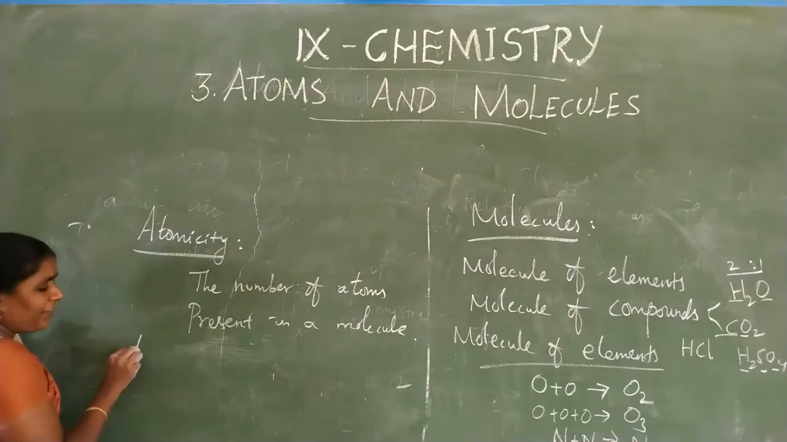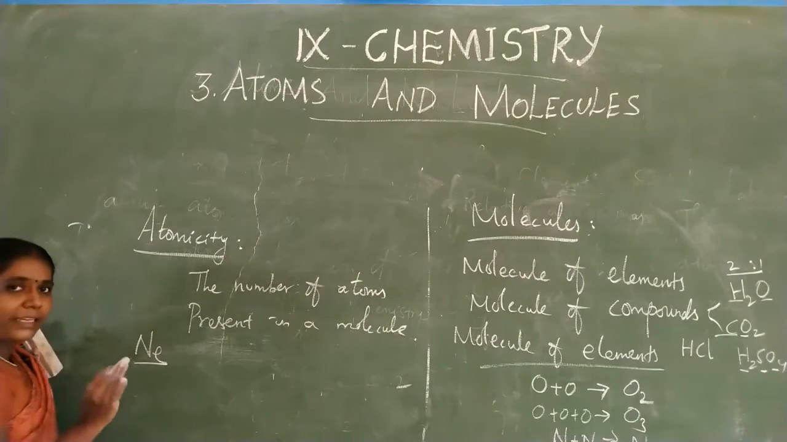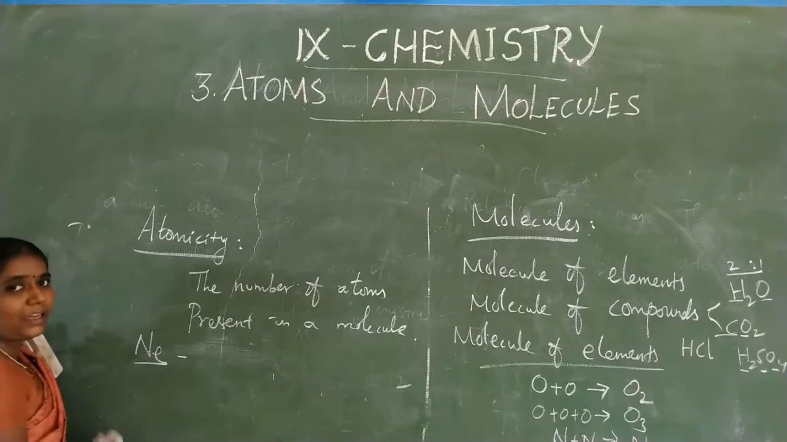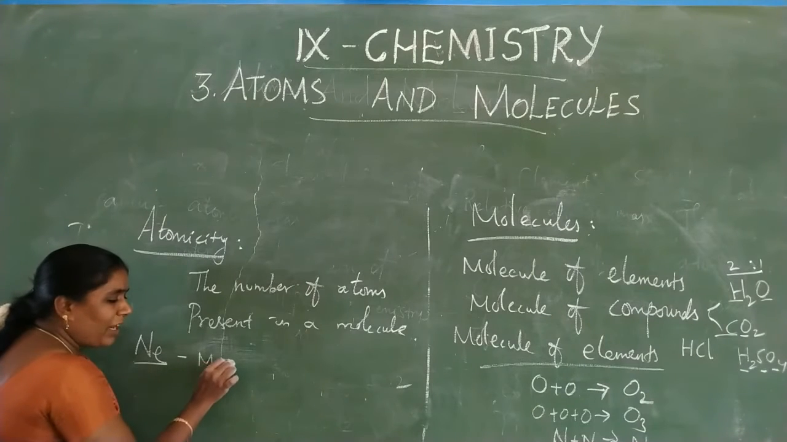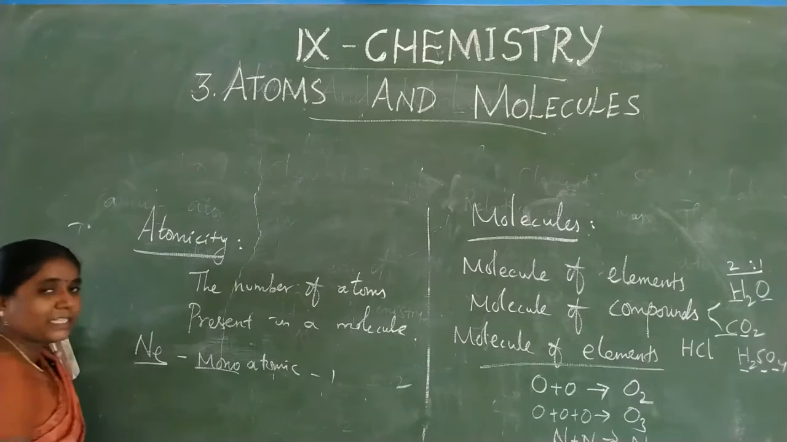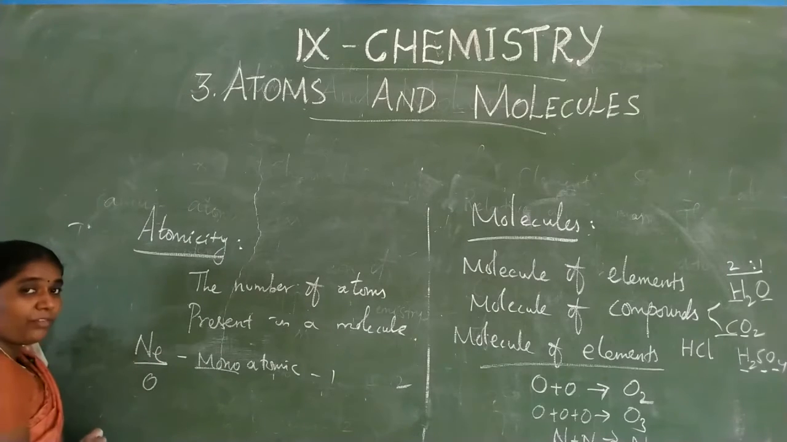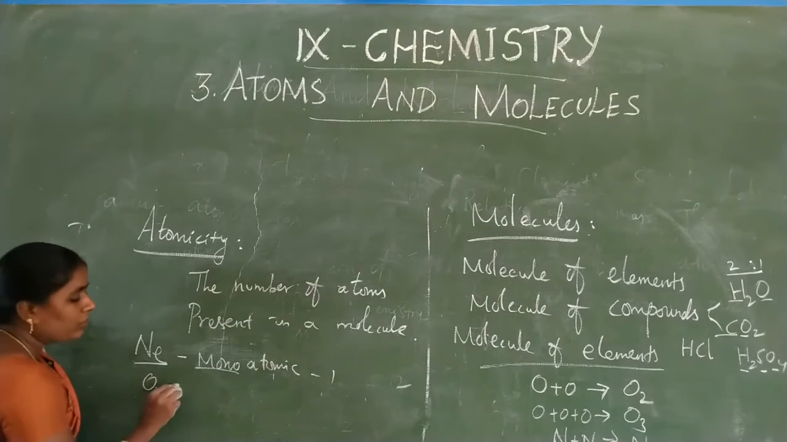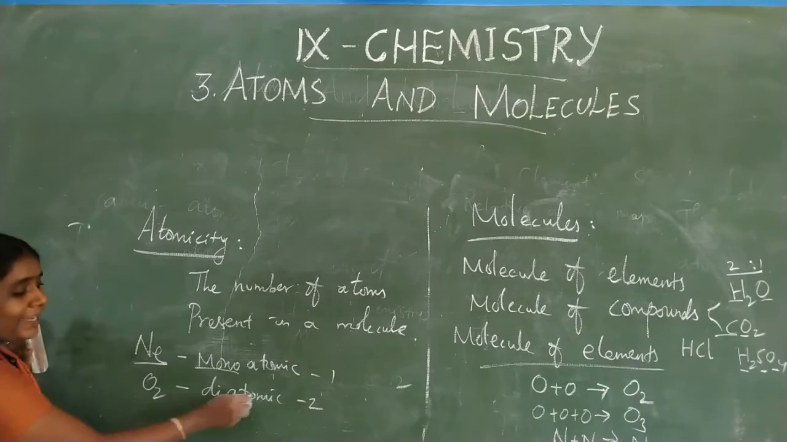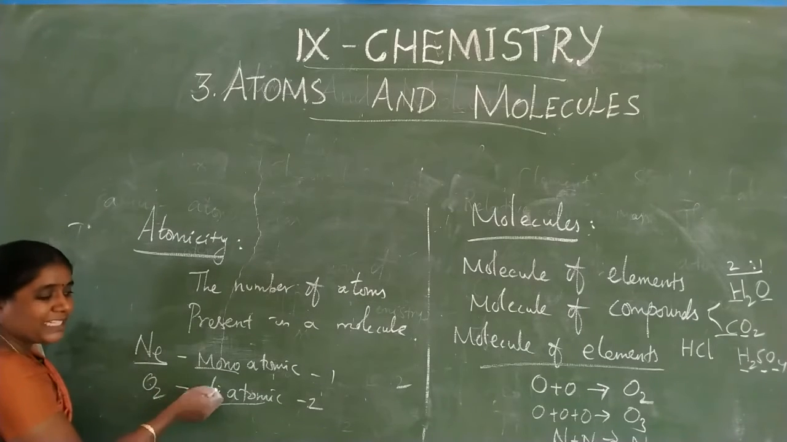For example, if you take neon, how many atoms are present? Only one atom. Neon exists as a single entity. So the atomicity of neon is monoatomic. Mono means one. Then suppose you take oxygen, which exists in the form of O2. So oxygen is diatomic in nature, that is, two oxygen atoms combine to form this molecule.